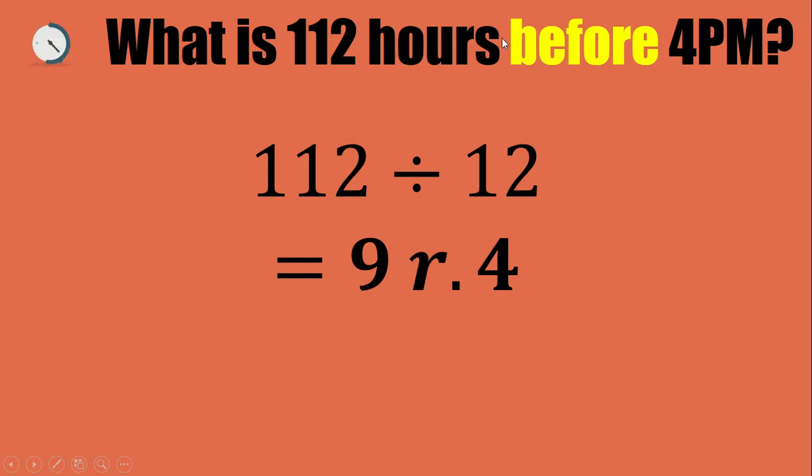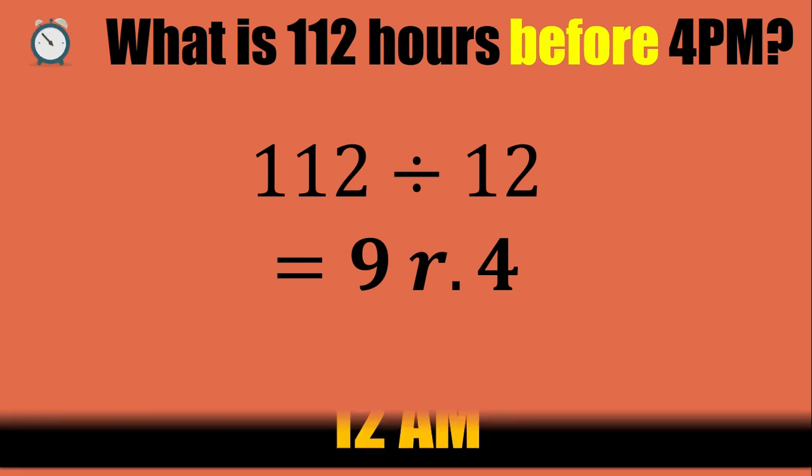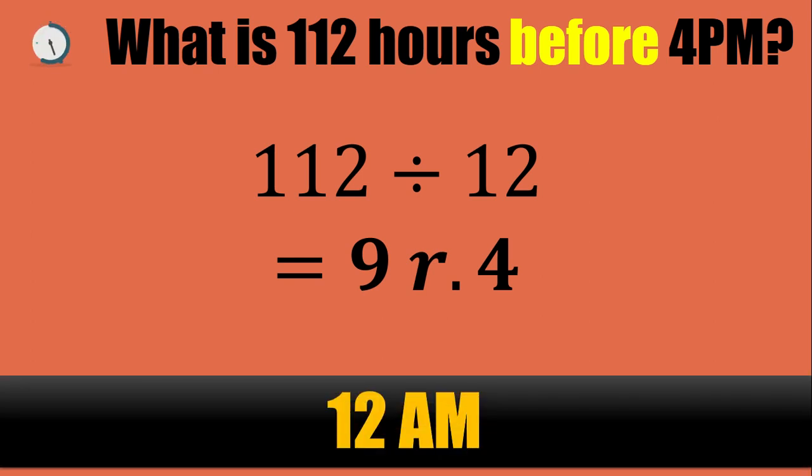Since we are dealing with the word before, let's subtract that 4 hours. Given that we have 4 a.m., let's subtract 4 hours. So from 4 a.m., that's 3 a.m., 2 a.m., 1 a.m., and that is 12 a.m. We need to subtract because of the word before. So what is 112 hours before 4 p.m.? The answer here is 12 a.m.